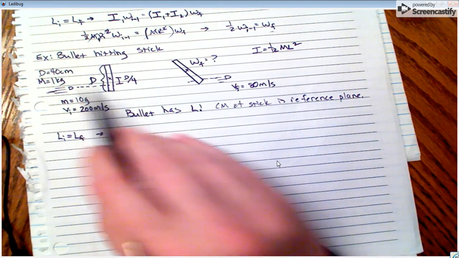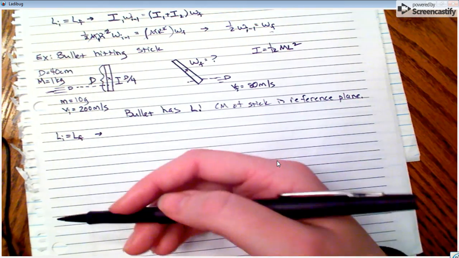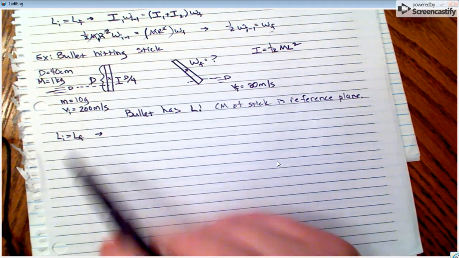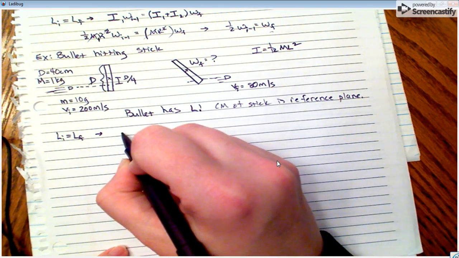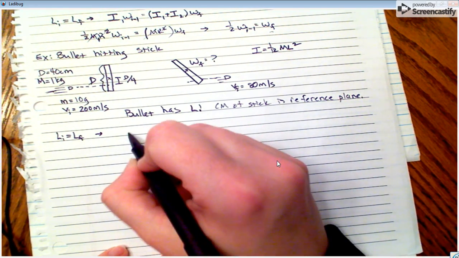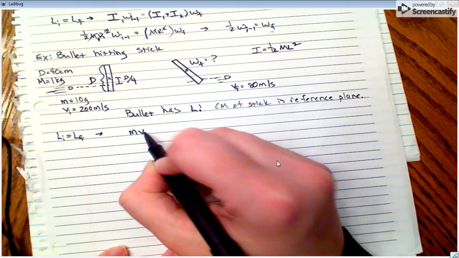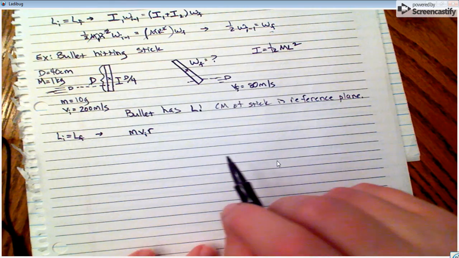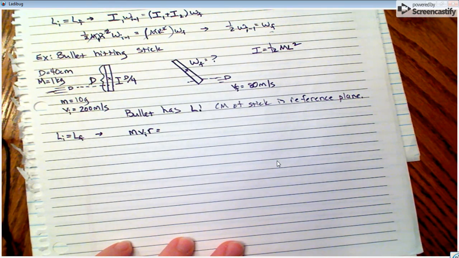Initially, the only thing that's moving is the bullet. That's the only object that has angular momentum. Thinking about what equation you're going to plug in, you're given mass and velocity, so you're probably going to use an equation with mass and velocity. So we're going to use our mvr. That's going to be the mass of the bullet times its initial velocity times the radius, which we said is the distance of closest approach. That's all we have for initial angular momentum.